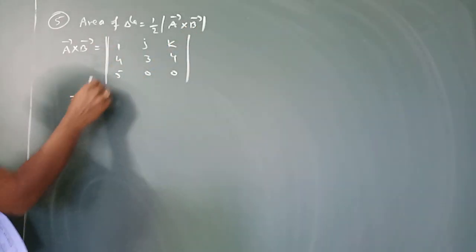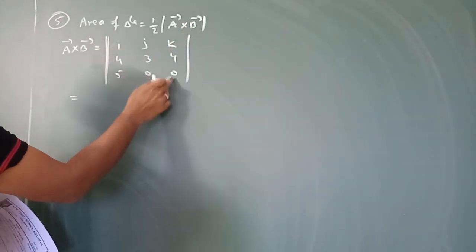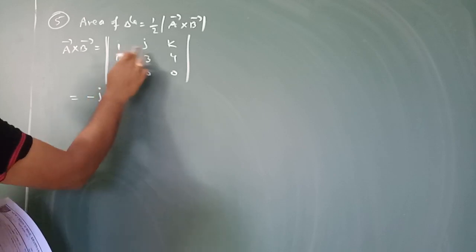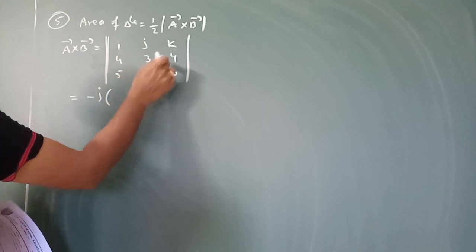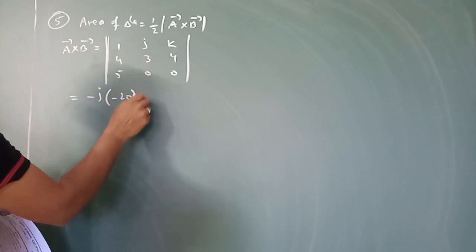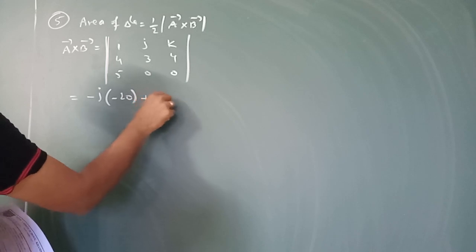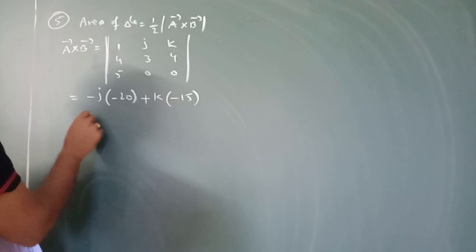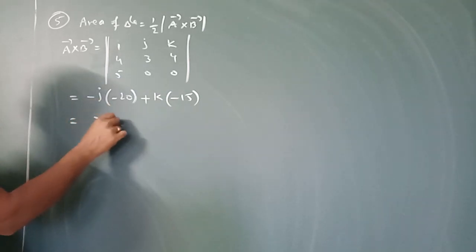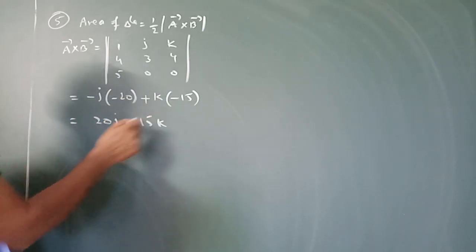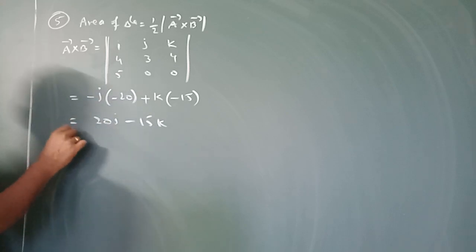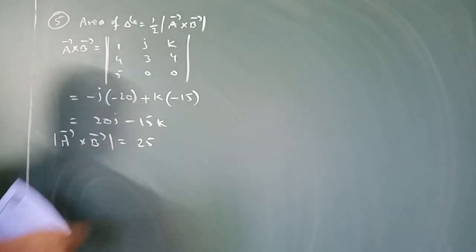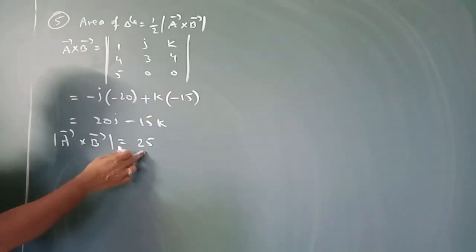This is equal to i into 0, 3 into 0, 4 into 0. Next, minus j into 0, 4, 0, 5, 4, 20, minus 20. Plus k into 0, 4, 0, 5, 3, minus 15. So this is 20j - 15k. Magnitude of A bar cross B bar is equal to root 400 plus 225, root 625, 25.